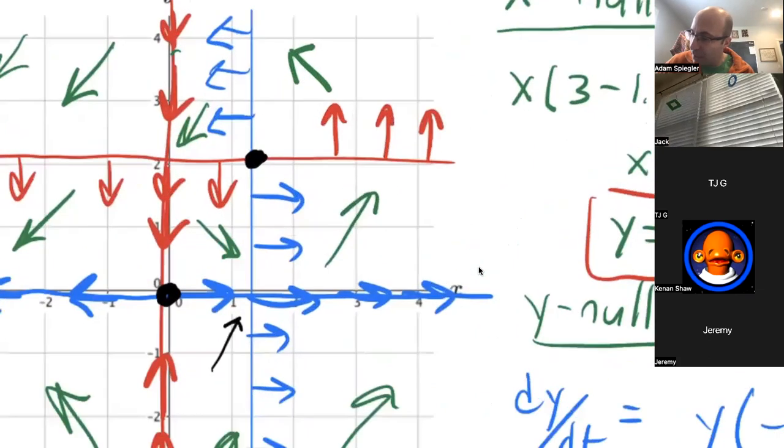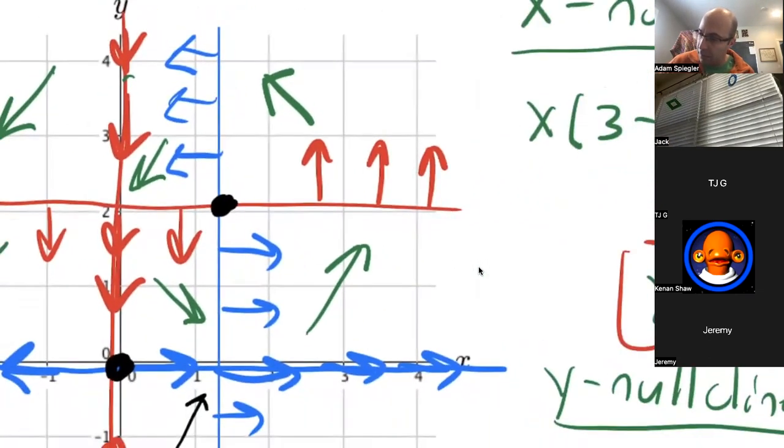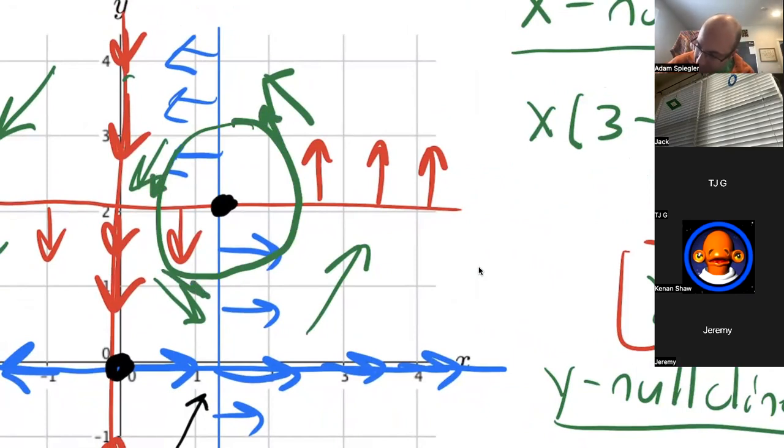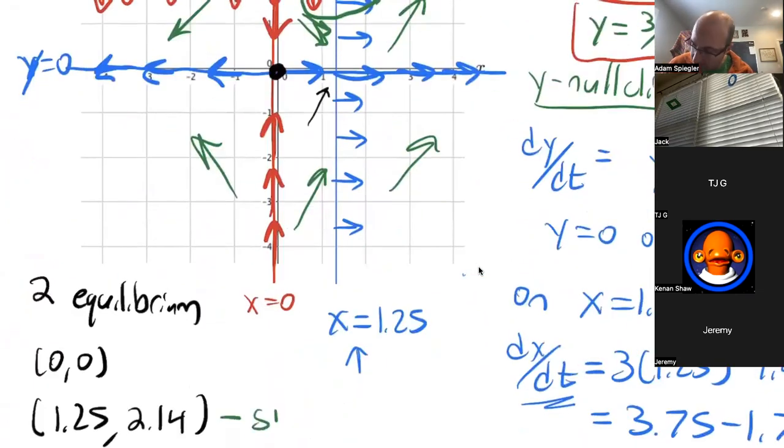So if I zoom in close to this equilibrium over here, we're seeing that cycle of going up and to the left, down and to the left, down and to the right, up and to the right, that we saw earlier with that equilibrium. So we said something like this was a stable equilibrium because points that start near that equilibrium stay near that equilibrium.